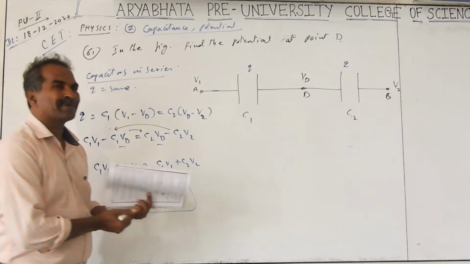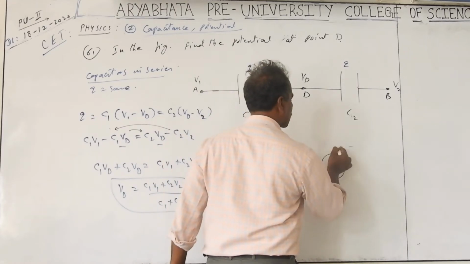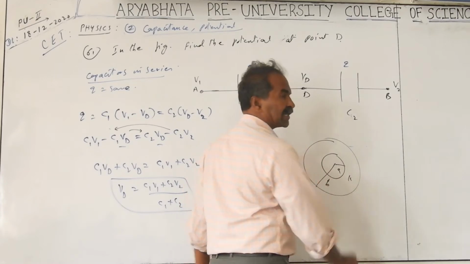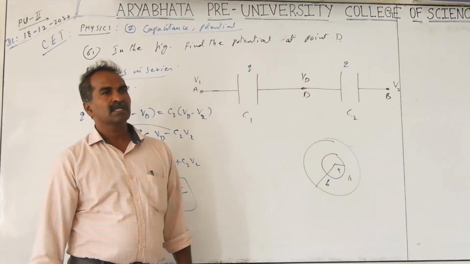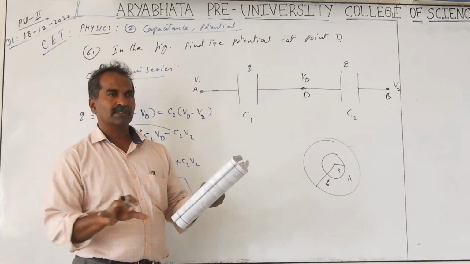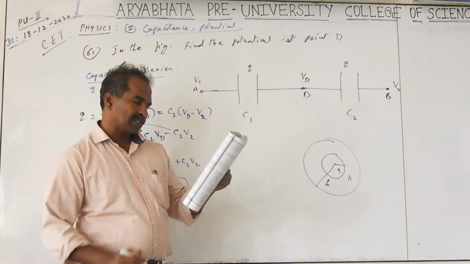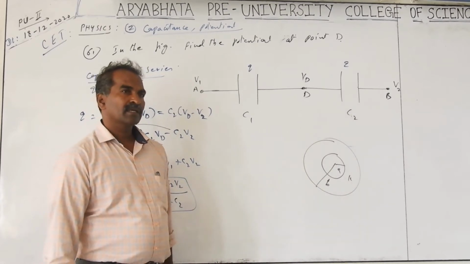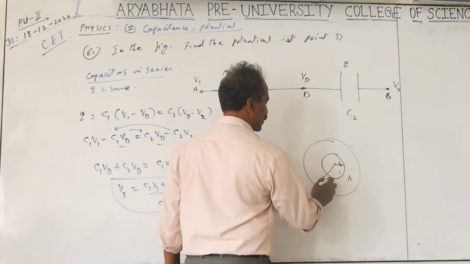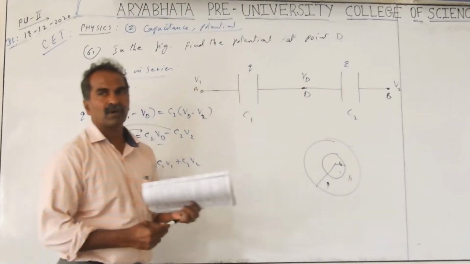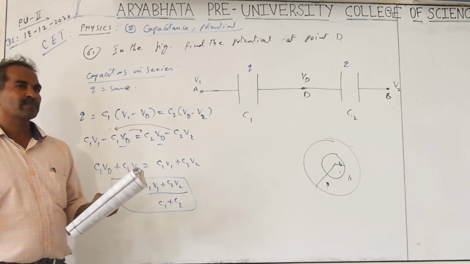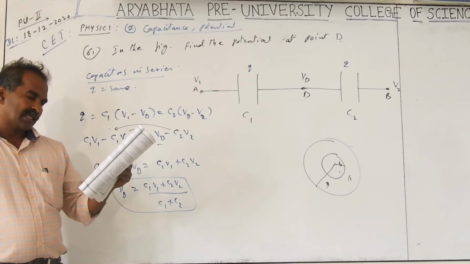Spherical capacitance is what? Two spheres are taken, one inside the other, with radii A and B. In between we have a dielectric, maybe air or something. The capacitance formula is a direct formula from the derivation. The denominator becomes A minus B, where A is bigger than B. This is A, this is B, and K is the dielectric constant. This is the capacitance formula. If K is not there, you take it as air, and you do not have to multiply with K.